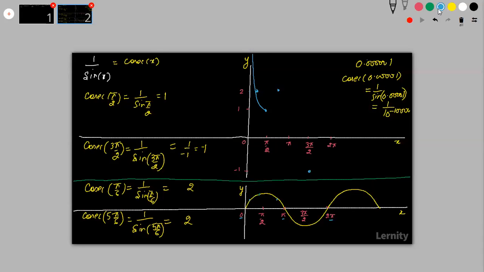On the right side also, when it is pi, sine will again approach 0, and the value of cosec x will again increase. So again it will approach infinity, and it will become parallel to the line at pi also. So everybody understood this U shape? Why have I made this U shape? Did everybody understand?